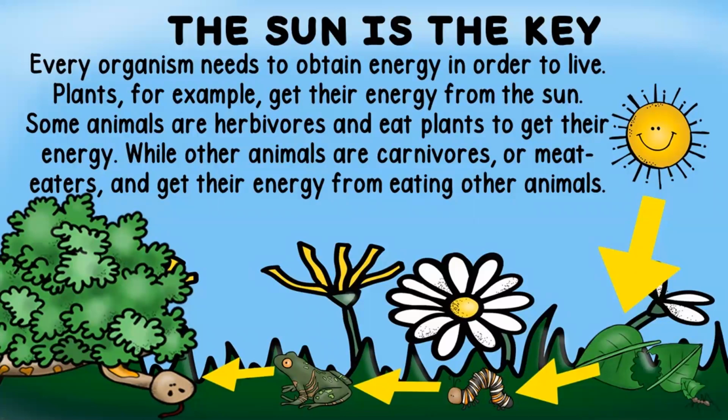So the sun is a key part to every living thing on the planet. Every organism needs to obtain energy in order to live. Plants, for example, get their energy from the sun. Some animals are herbivores and eat plants to get their energy, while other animals are carnivores or meat eaters, and they get their energy from eating other animals. So if you look at the little diagram here, you have the sun, right? And the rays from the sun help the plants grow.